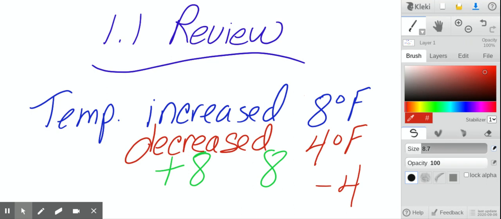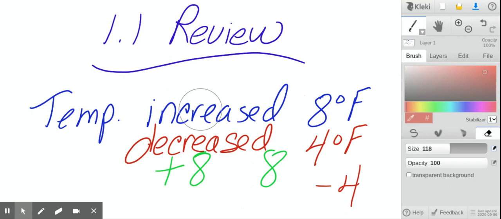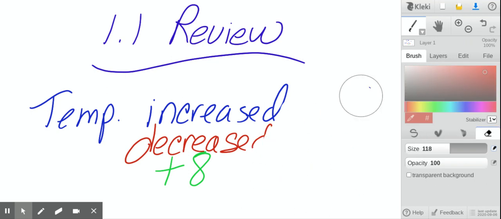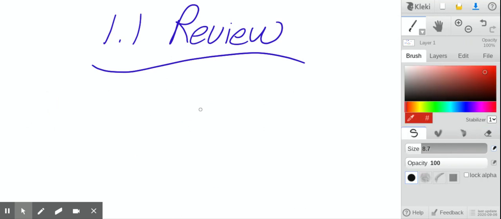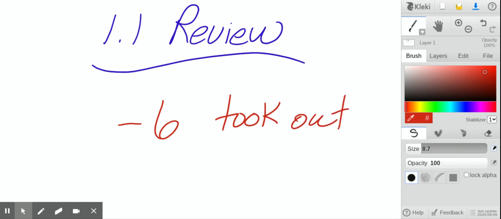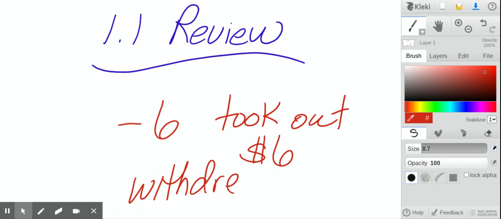Now, if we were talking about money and you were at the bank and your bank account, there was a transaction, and let's say that transaction was a -6. Now, what does that mean? So that means you either took out $6 or you withdrew $6. So when you take money out of a bank, that is called a withdrawal.